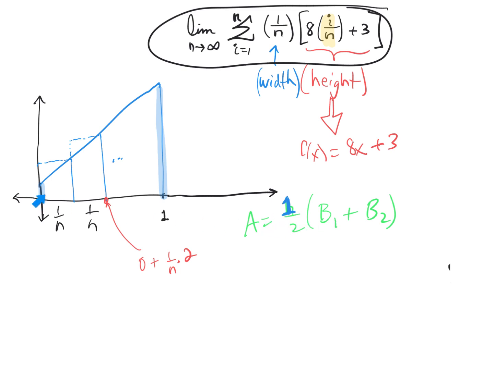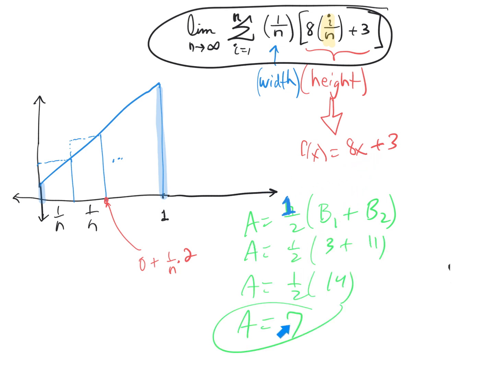And the bases are the lengths of these parallel segments. This base was 3 units long. The vertical intercept was 3, so this is the point (0, 3). And this base, when x is 1, is 11 units long. And there's our 7 square units. So if you can conceptually connect this to the sums of rectangles from 0 to 1, when the heights of the rectangles are determined by 8x plus 3, then we can see very quickly that it's just a trapezoid and find the area without using all of those i formulas.